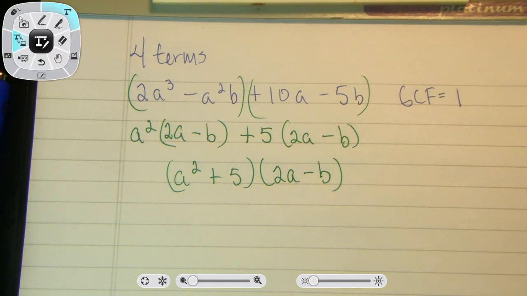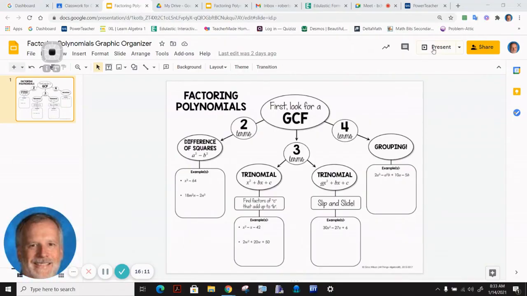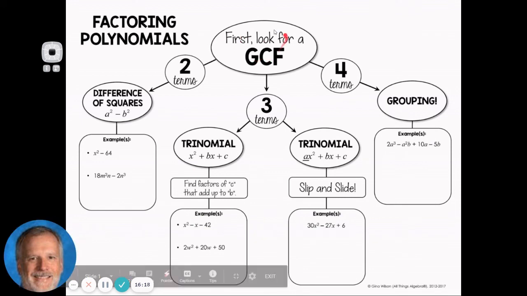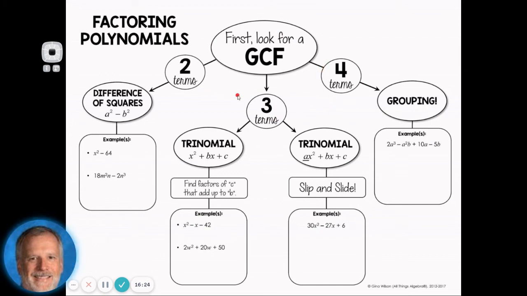So remember, the key here is that it's all dependent. After we take that GCF, how many terms are there? 2, 3 terms, or 4 terms? And then depending on the number of terms, it's going to dictate how we factor that polynomial. And that's what you need to know for the test tomorrow.